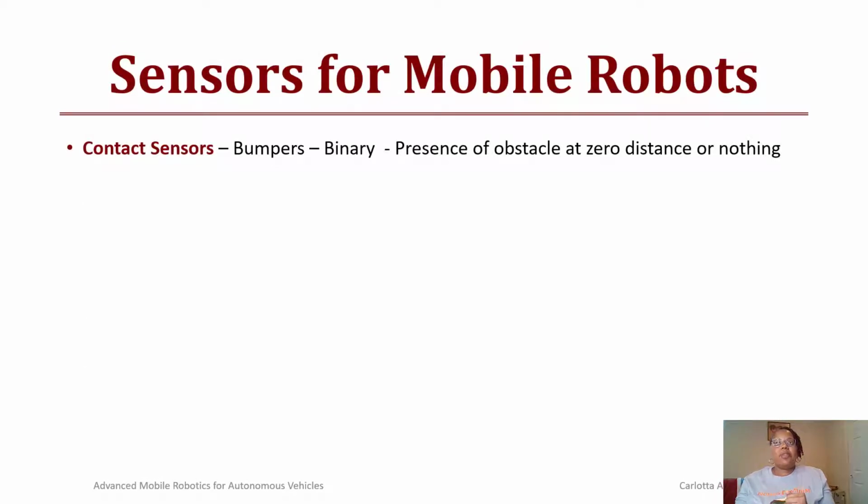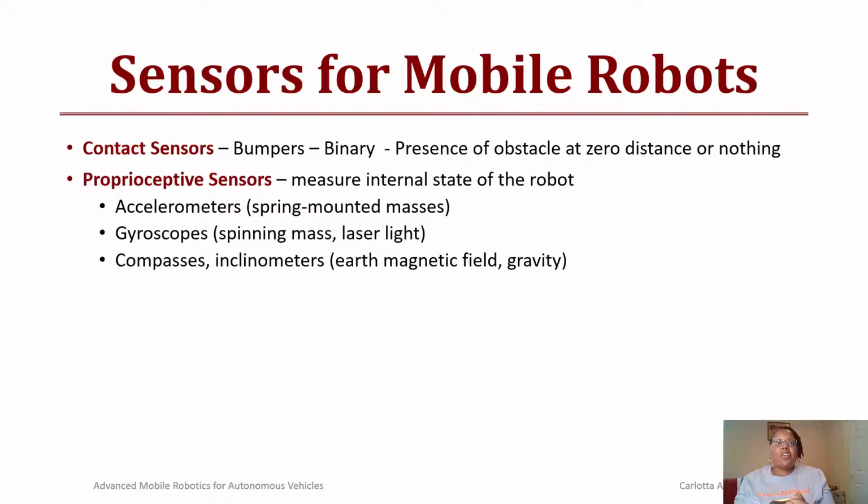So, the various types of sensors that you can find on a mobile robot. One of them is a contact sensor, a bump sensor, or a touch sensor, which essentially will give you zero distance or nothing. It's a binary value, like a digital input. You could also have proprioceptive sensors, which measure the internal state of the robot. We've talked about before that an encoder is an example of a proprioceptive sensor that measures how far the wheels have turned or moved, or you could measure velocity or acceleration.